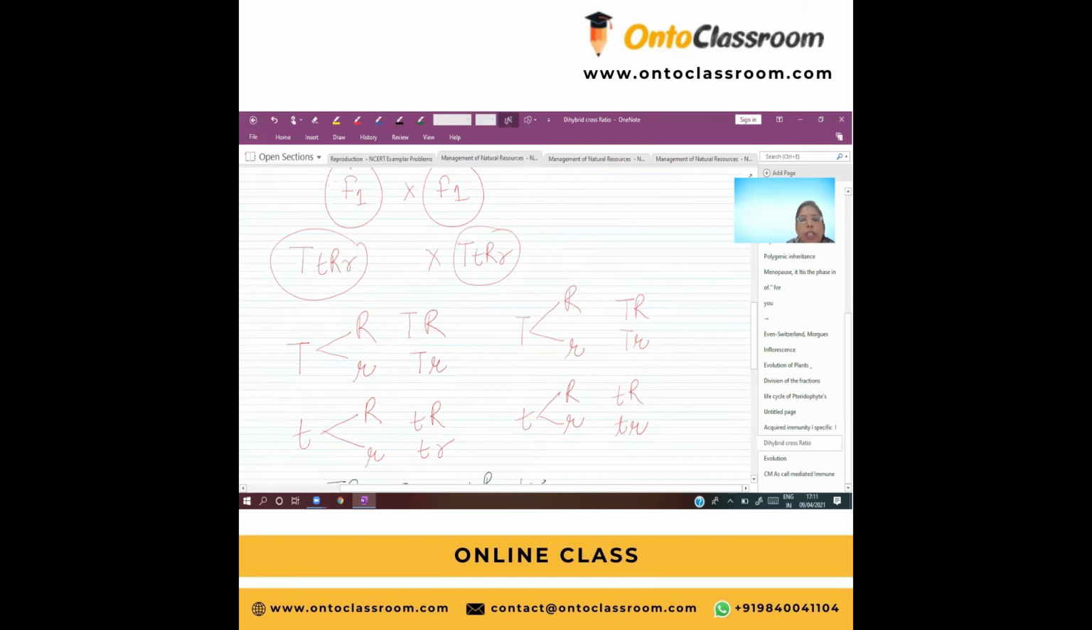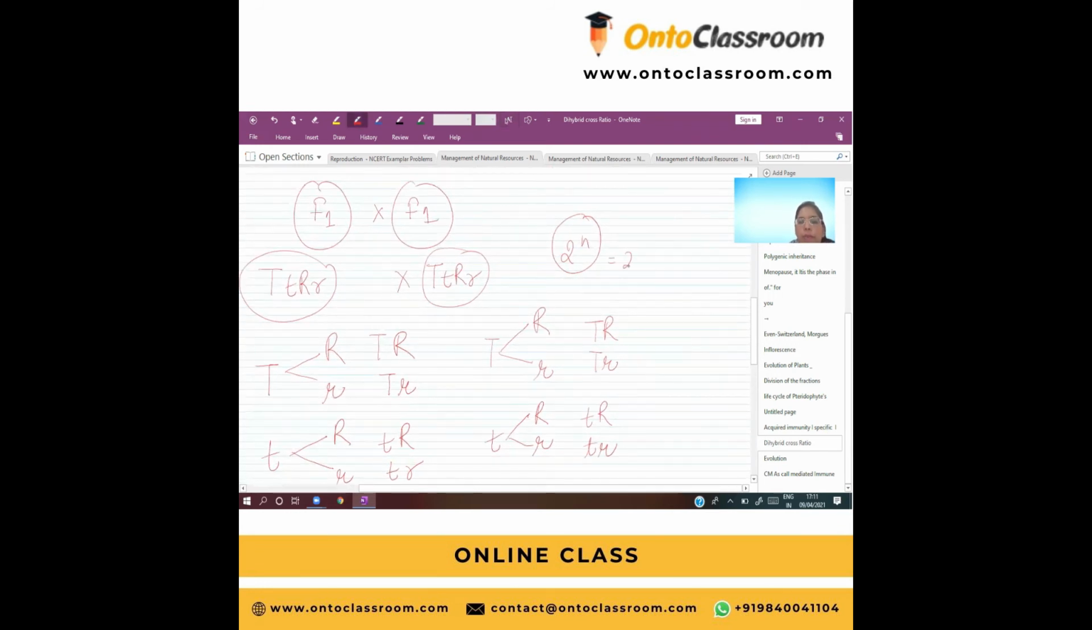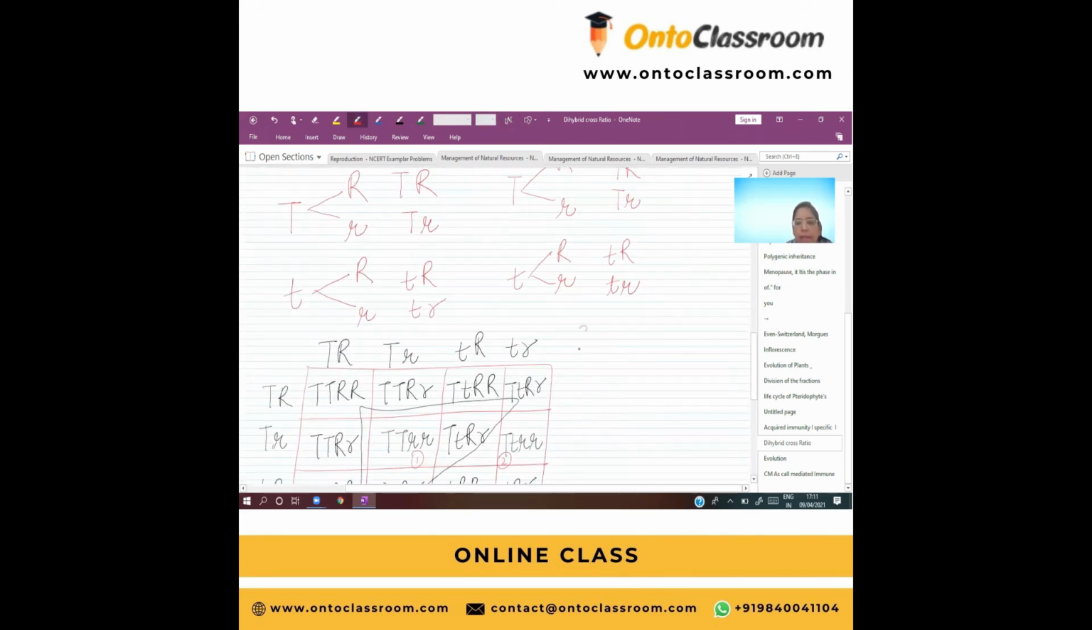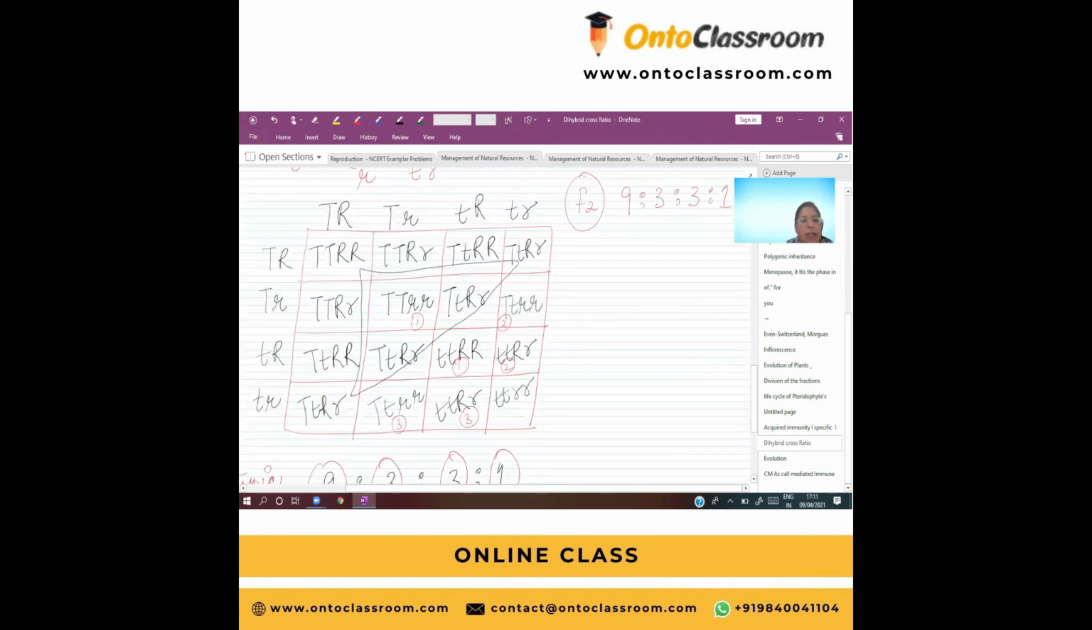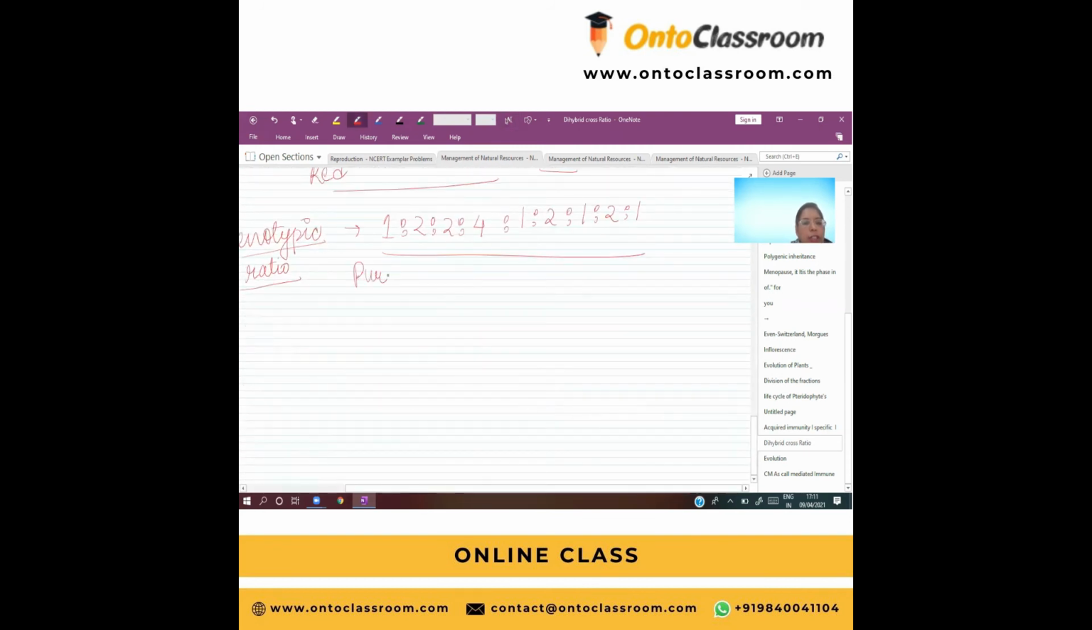And for the gametogenesis also, there is a formula 2 raised to the power of n. Since there are 2 pairs of contrasting characteristics, if I put 2, then 2 squared gives 4 gametes, as you can see. So for the F2 ratio, the phenotypic ratio is 9 is to 3 is to 3 is to 1. If we calculate more deeply, we will get 1 pure tall and pure red. In the genotypic ratio, 1 is pure tall and pure red.